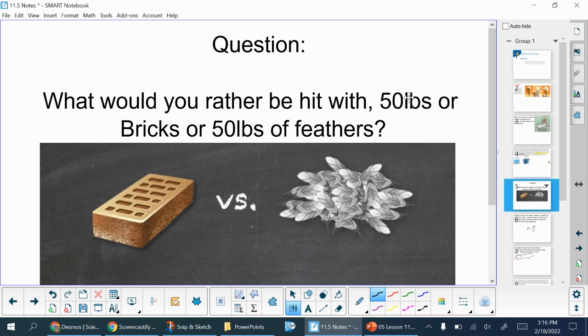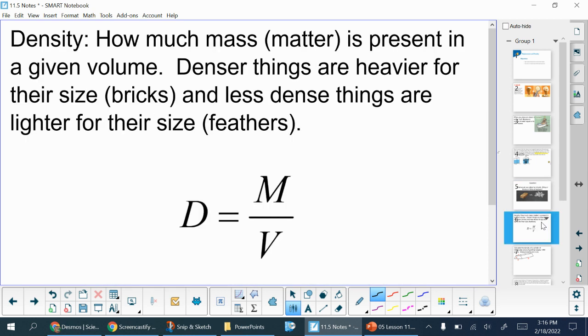Okay, so no matter what you said here, one of the things we've got to start to realize is 50 pounds of bricks and 50 pounds of feathers weigh exactly the same. What the thing is in your head that wants you to say feathers is that feathers are a lot less dense than bricks. 50 pounds of feathers would take up a lot of space, even though they'd still actually weigh the same amount. And so this idea of density is how much mass or matter is present in a given volume. And so denser things are heavier for their size, like bricks, and less dense things are lighter for their size, like feathers. They might have the same weight, but the feathers are going to have to take up more space than the bricks in order to have that weight.